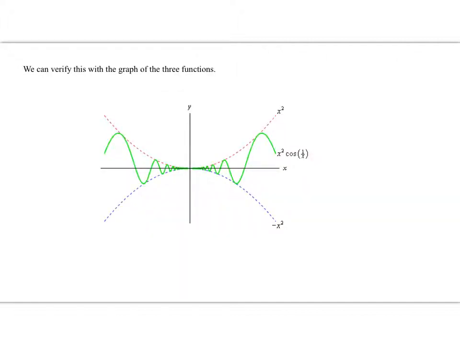Now, I sketched the x squared graph. I sketched the negative x squared graph. This green graph here is what x squared cosine 1 over x actually looks like. And the whole thing is always squeezed between them. And this is how we found what happened right where we know it's undefined.